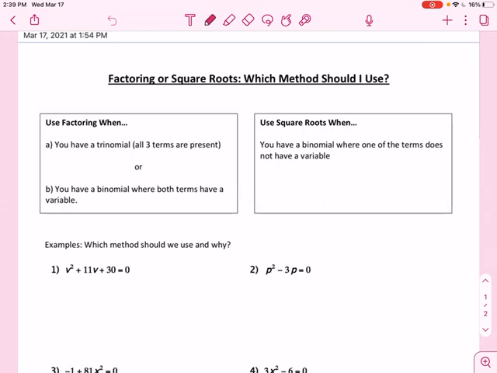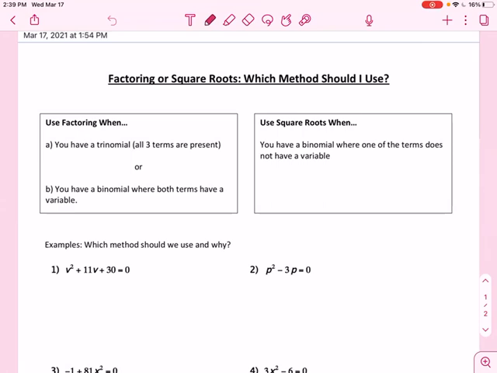Okay, factoring should be used when you notice that you have a trinomial. So I'm referring to when you have the equation in standard form, when everything's to one side and it's equal to 0. If you notice that you have all three terms, the x squared, and then the x, and then that normal number without an x at the end, that's when you'd want to use factoring.